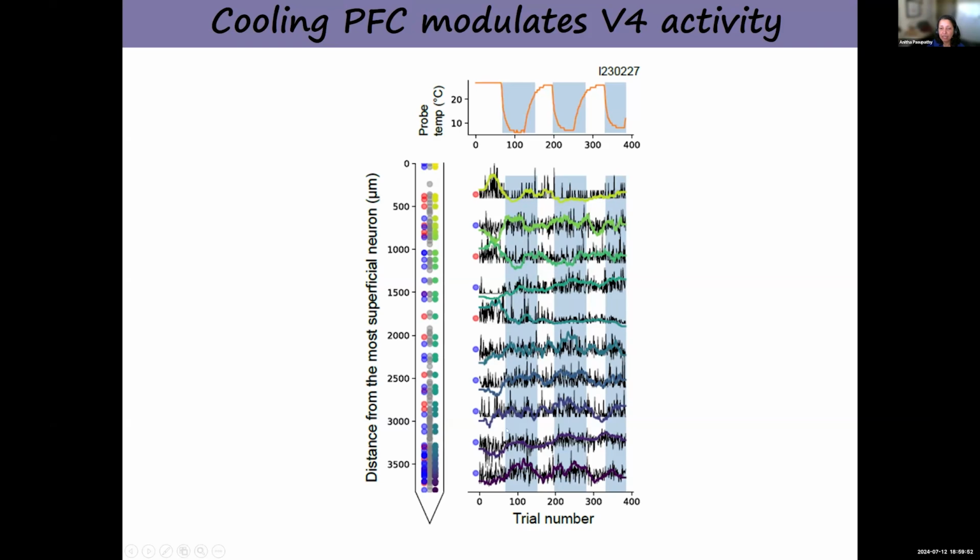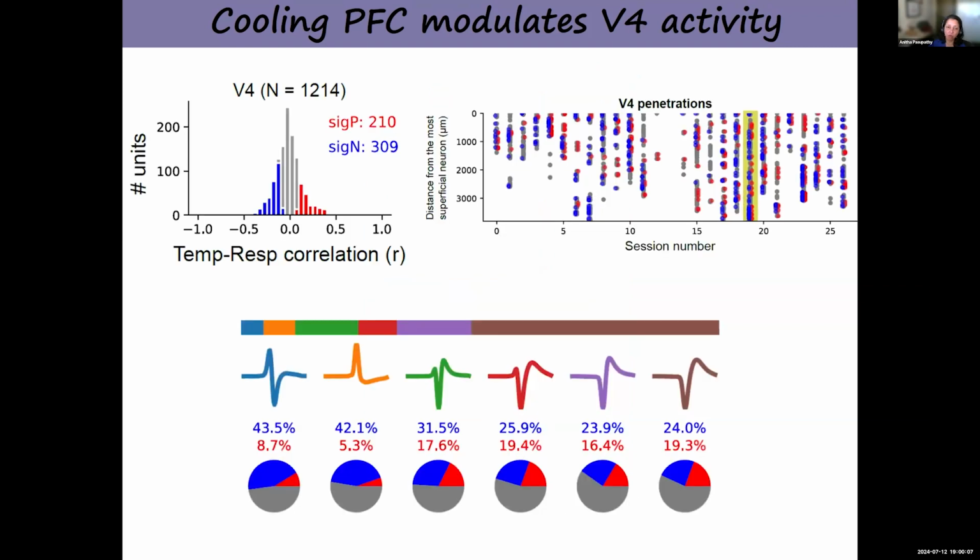And again, we see all kinds of modulations. So, for example, down here, we see a neuron that actually is enhanced during cooling. We see neurons that are suppressed during cooling. And if we were to look again at the correlation, we actually find that a greater proportion of V4 neurons' activity actually increases with cooling. Okay, so it's 1.5 times more neurons have an enhanced activity during cooling. And we're still working on trying to relate that with the shape of the waveforms.